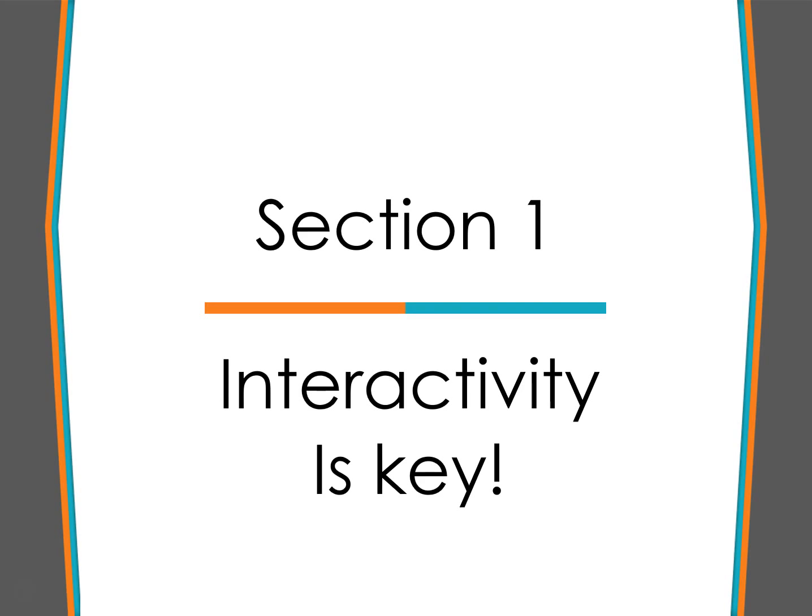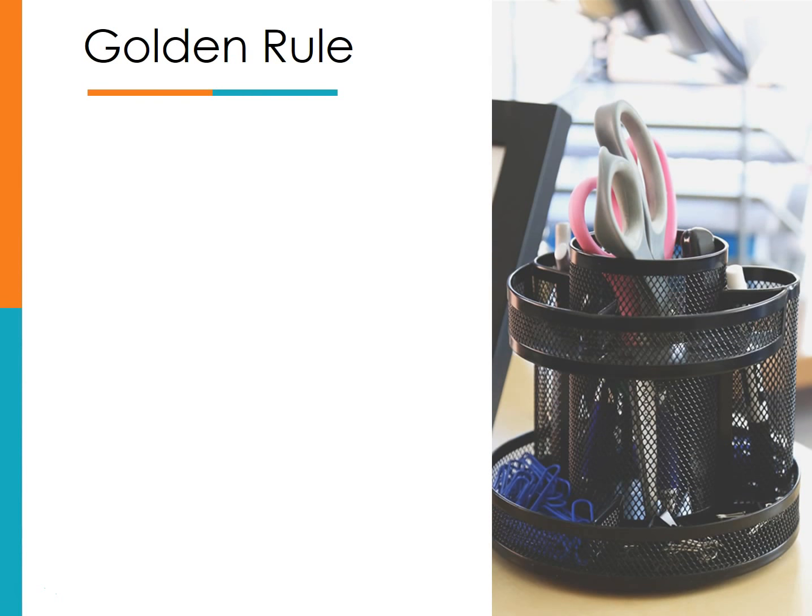Welcome to section 1, where we will look at how important interactivity is. So the number 1 golden rule is keep it interactive. This doesn't mean anything magical or fancy. One simple suggestion is to ask your class if they can hear you, and if so, to reply by typing in the chat box. That is interactive.